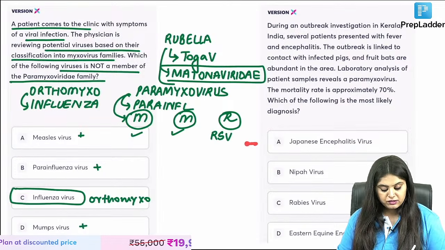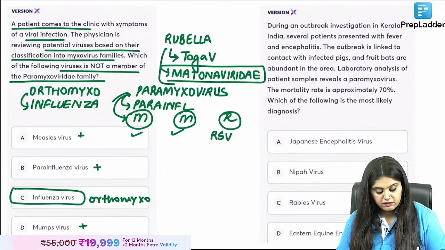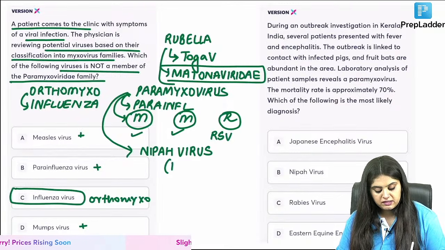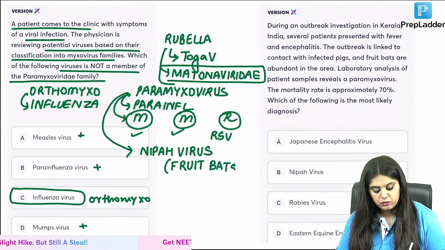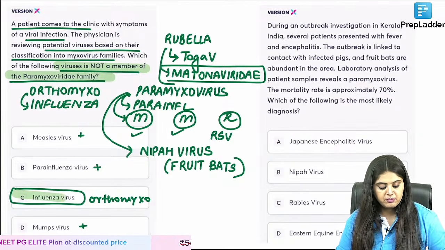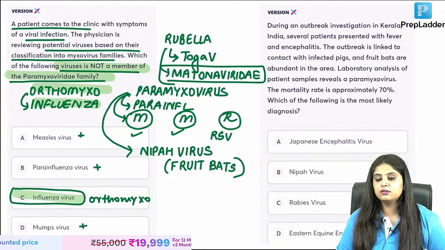Okay, coming back, so this is going to be respiratory. You've not finished it. One more thing that comes under paramyxovirus is Nipah virus. How can you forget the Nipah virus story? Nipah virus happens because of which kind of bats? It happens because of fruit bats. So firstly, question number 1 answer: which is not a member of paramyxo? Influenza, because influenza is orthomyxo.